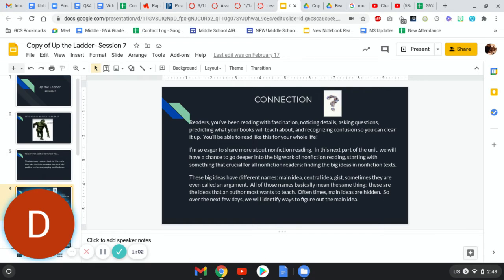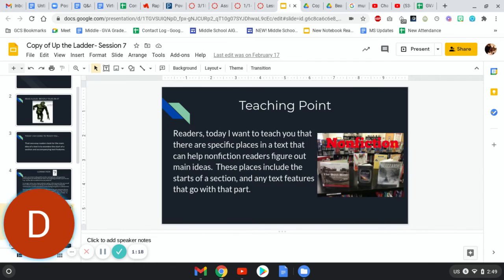Sometimes they're even called an argument. All of those names basically mean the same thing. These are the ideas that an author most wants to teach us. Oftentimes, the main ideas are hidden. So over the next few days, we'll be able to identify ways to help figure out the main idea.